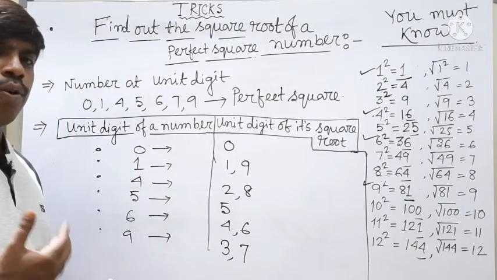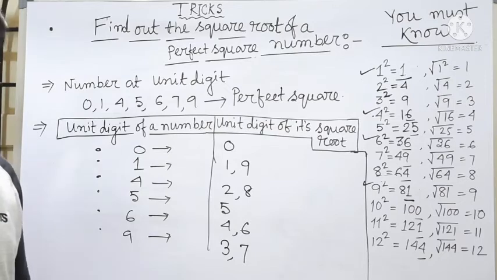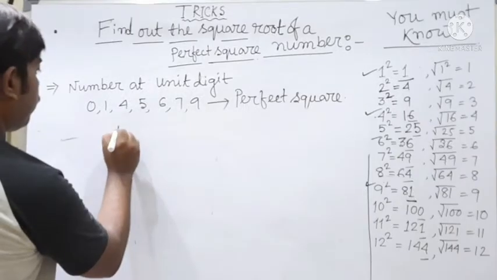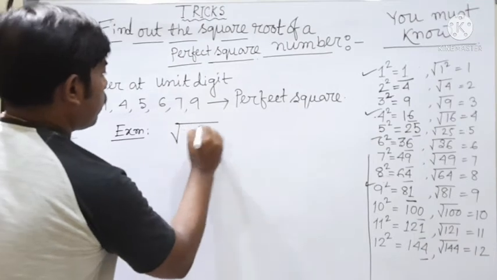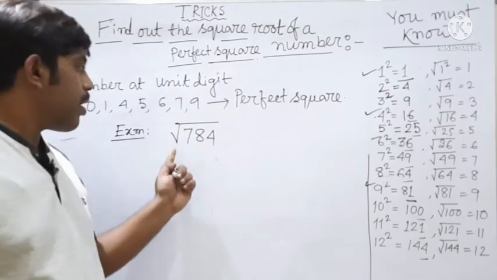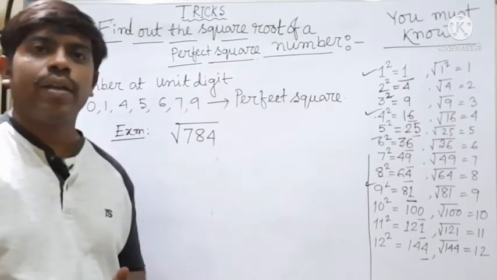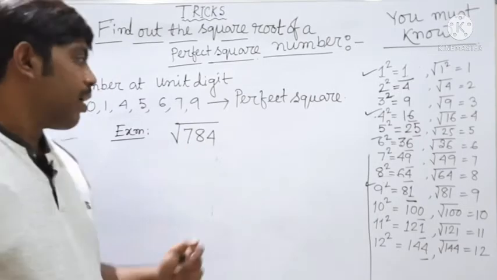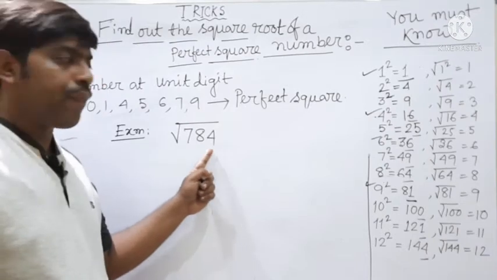So we go for some examples, and if we do some sums, then it will be very easy for you. Yes. The number is root over 784. How do we find it? First, we have to look at the unit place. Here the unit place is 4.